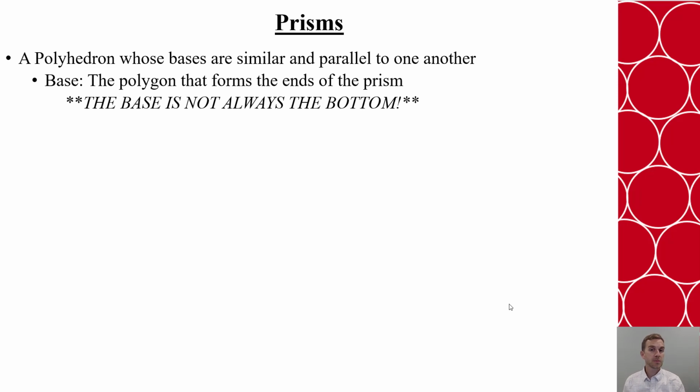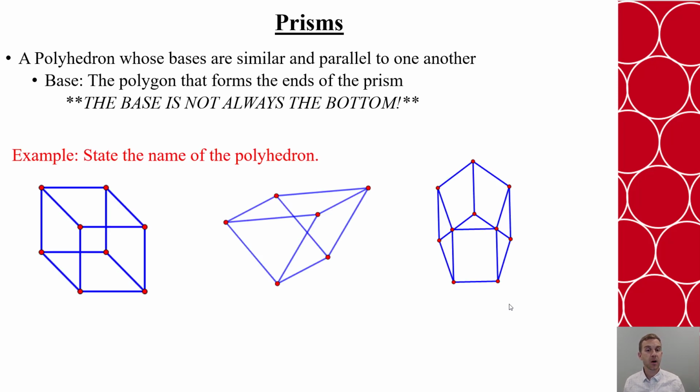Now, one of the types of polyhedron that we talk about is called the prism. And this is a polyhedron where the bases are similar and parallel to one another. The base is always the polygon that forms the ends of the prism. It does not mean the top and the bottom. That's important to recognize. So when I look at each of these polyhedron, I want to look at what is the shape that's being pulled through that's parallel to one another.